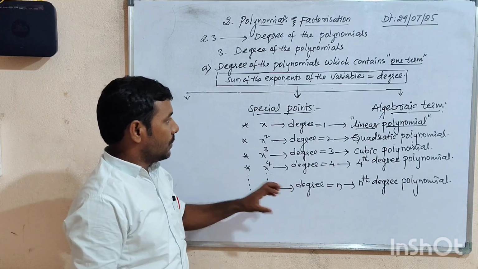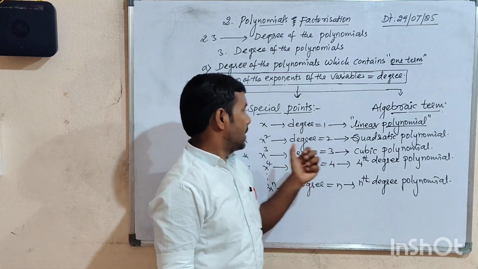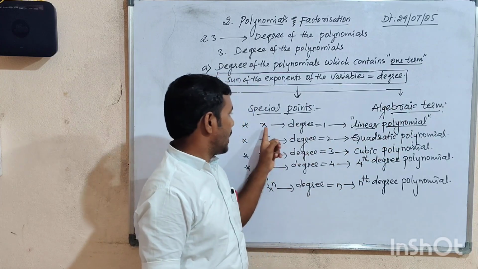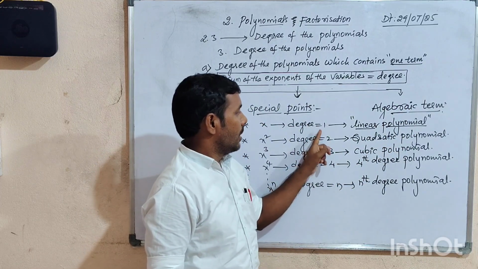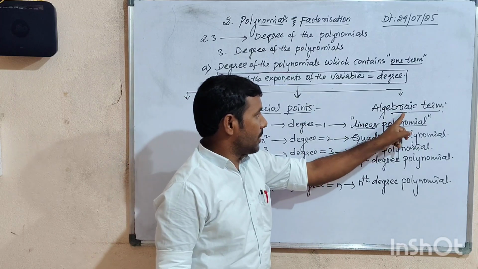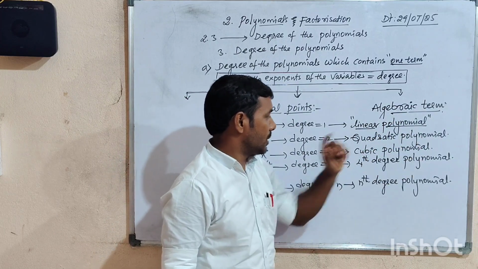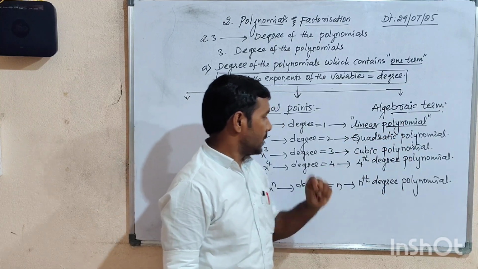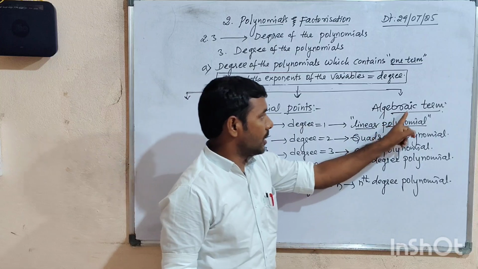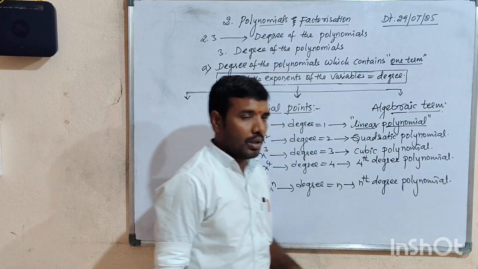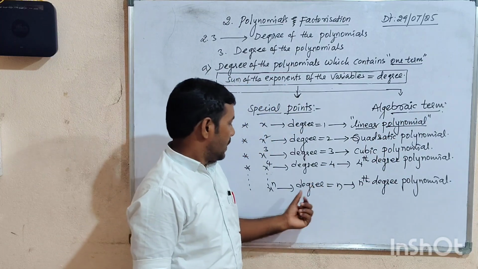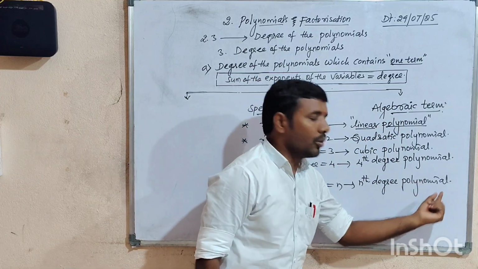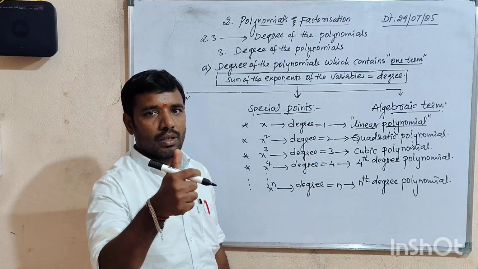Okay, in this we got the new names. Mainly linear polynomial, nothing but the algebraic term which contains degree 1. Second degree algebraic terms are called quadratic polynomials. Third degree algebraic terms are called cubic polynomials. Fourth degree algebraic terms are called fourth degree polynomials, dot dot dot. Nth degree algebraic terms are called nth degree polynomials. Okay, right? Done.